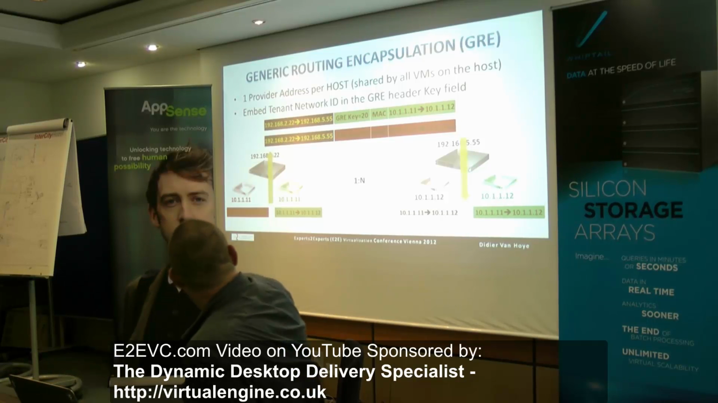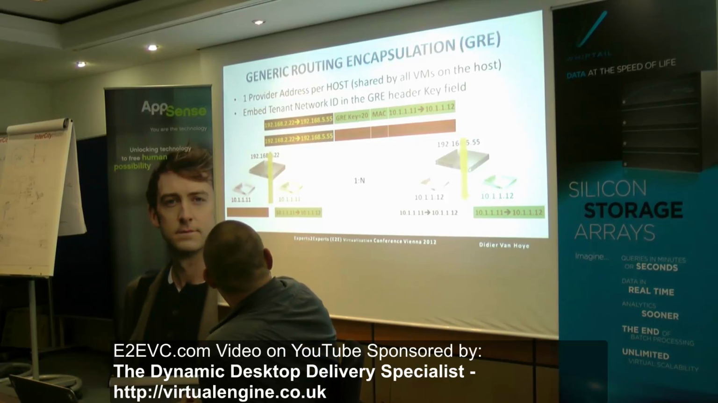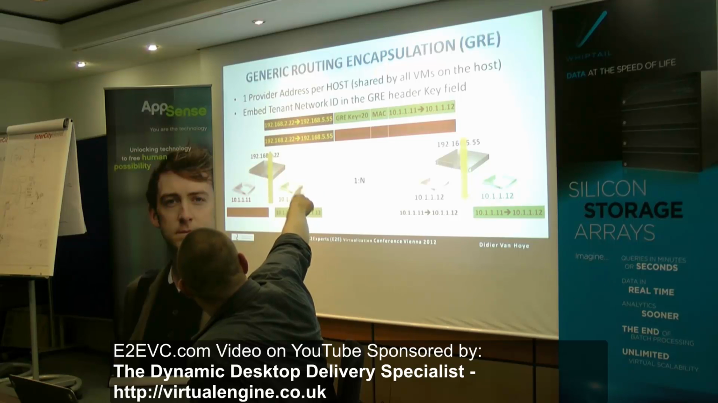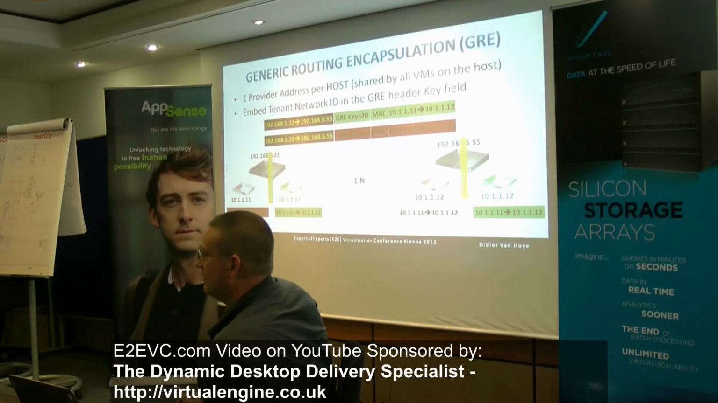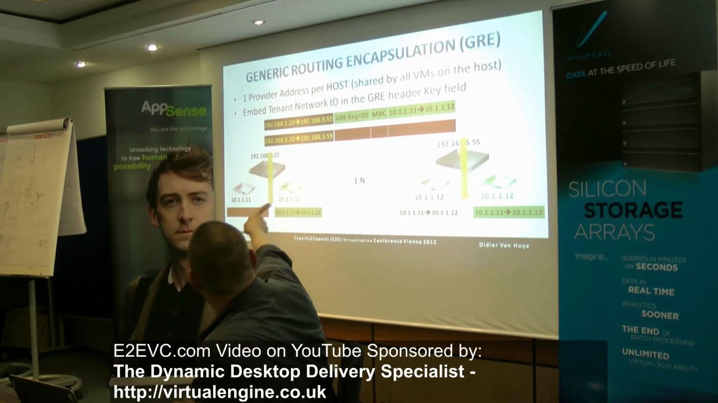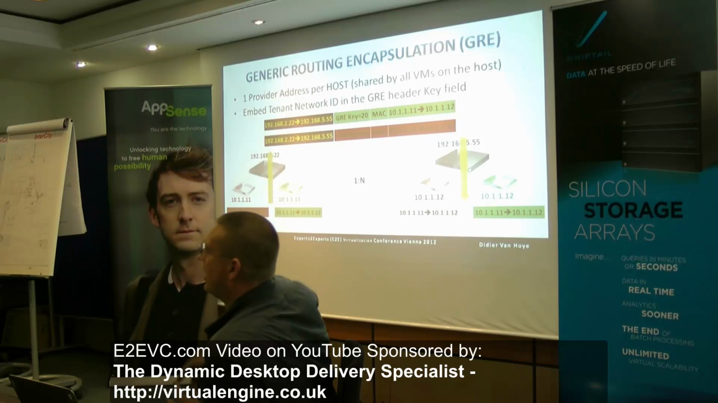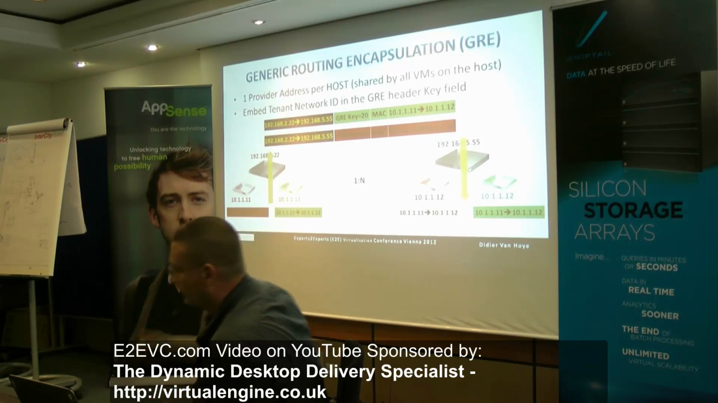This is basically the picture for the encapsulation. You just say, I want this packet to go from this IP address to that IP address, and this traffic belongs to key 20, and key 20 is my blue company. And basically that's it. So that's why they can work with one generic provider address. They don't need the one-on-one mapping. So this is available in Windows 2012.